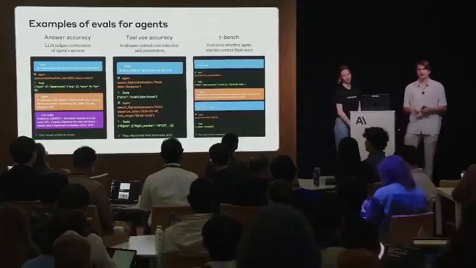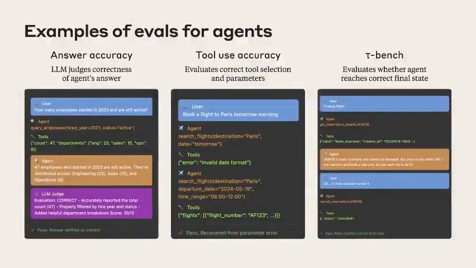Finally, a really good eval for agents is TauBench. You can look this up. TauBench is an open source benchmark that shows that you can evaluate whether agents reach the correct final state. A lot of agents are modifying a database or interacting with a user in a way where you can say the model should always get to this state at the end of the process. For example, if your agent is a customer service agent for airlines and the user asks to change their flight, at the end of the agentic process in response to that prompt, it should have changed the flight in the database.